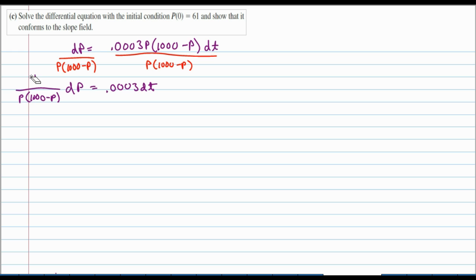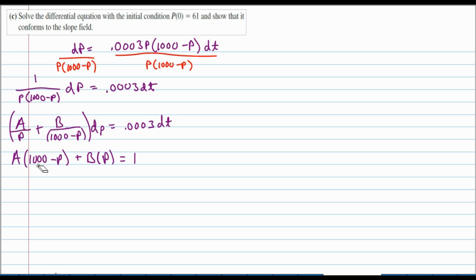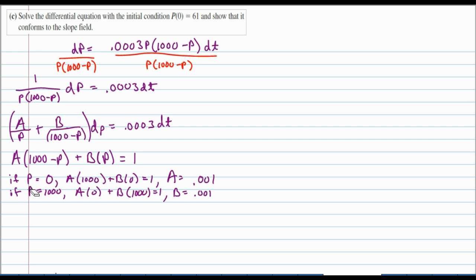So if I have a degree in the numerator of 0, degree in the denominator of 2, I can set up some partial fractions so that this 1 over P times (1,000 minus P) can be rewritten as A over P plus B over (1,000 minus P). Which means then that A times (1,000 minus P) plus B times P, so finding a common denominator, the numerators would equal the old numerator 1. So I'm going to choose P to equal 0, and that'll help me get that A equals 0.001. If P is 1,000, then B is also going to equal 0.001. How convenient.